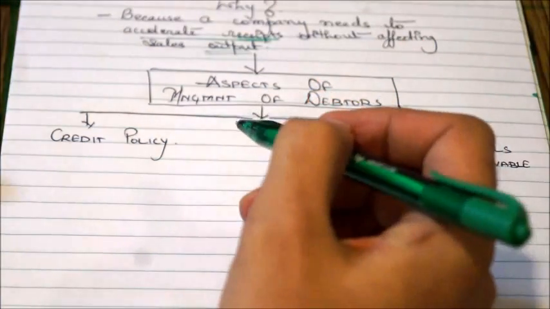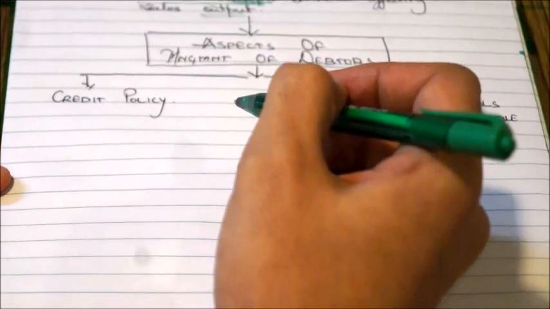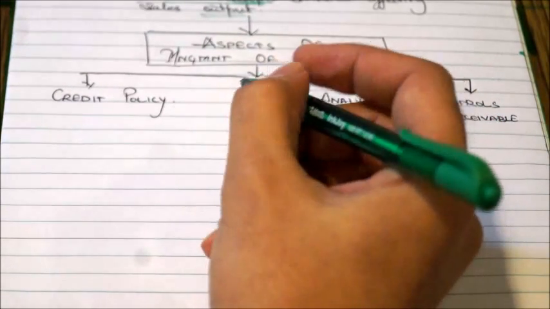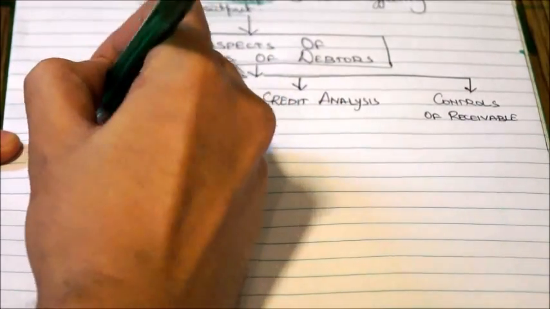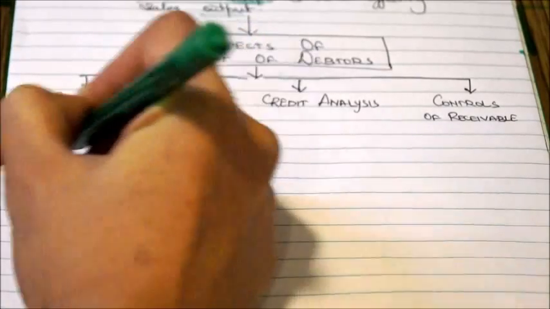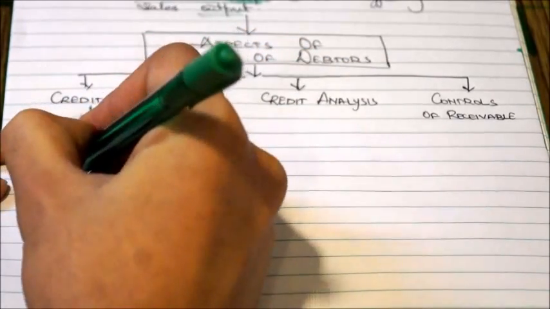The very first aspect of your debtors is your credit policy. Now, what is a credit policy? A credit policy is the time limit given to your customers for repayment.